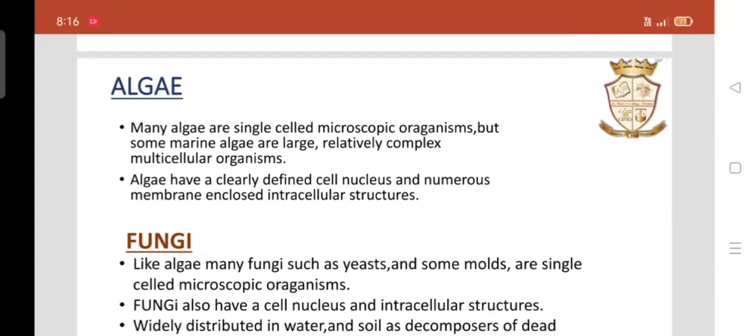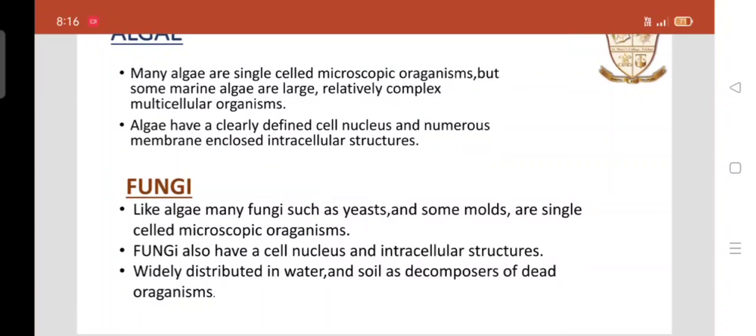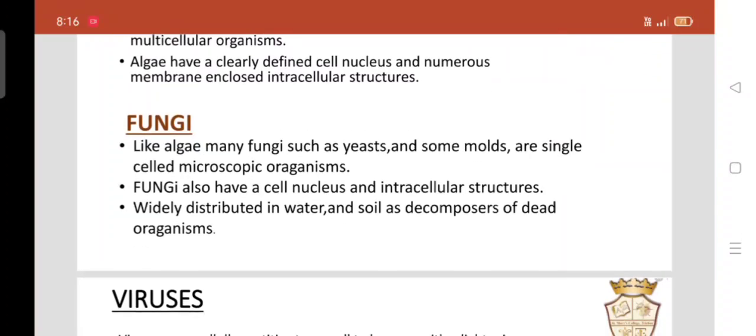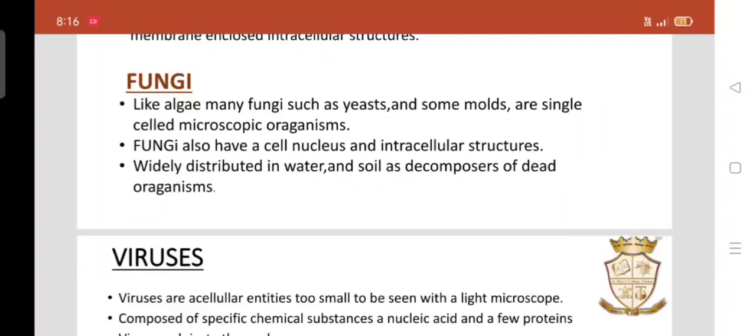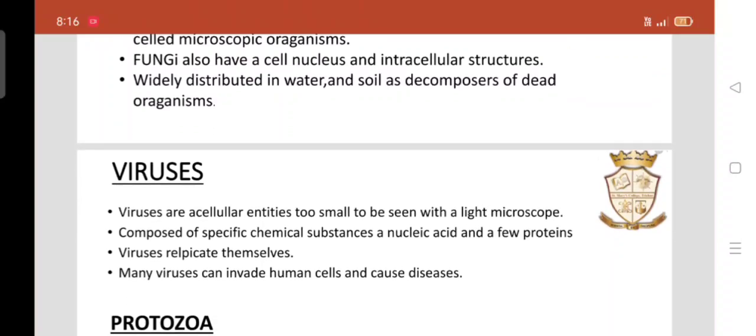Algae. Many algae are single-celled microscopic organisms, but some marine algae are large, relatively complex multicellular organisms. Algae have a clearly defined cell nucleus and numerous membrane-enclosed intracellular structures. Fungi. Like algae, many fungi such as yeasts and some molds are single-celled microscopic organisms. Fungi also have a cell nucleus and intracellular structures, widely distributed in water and soil as decomposers of dead organisms.